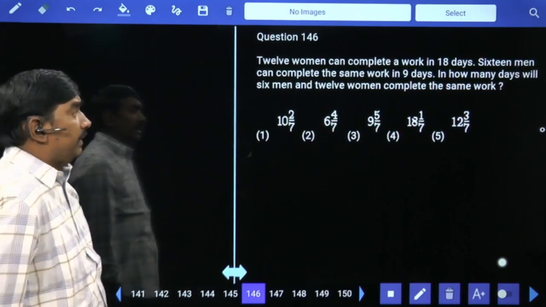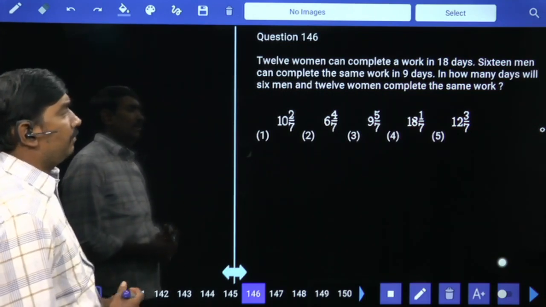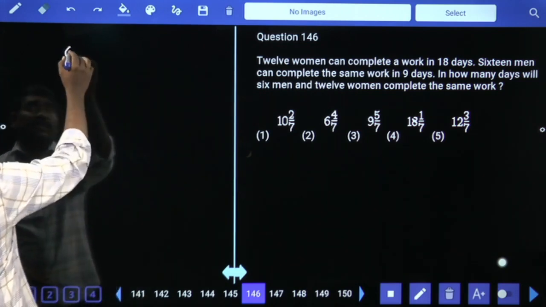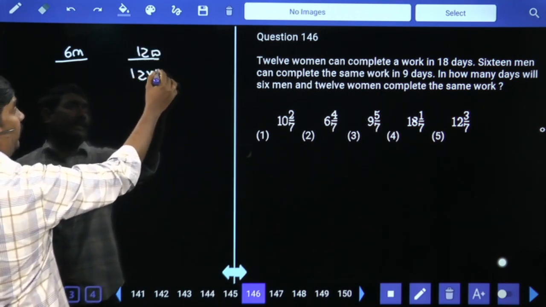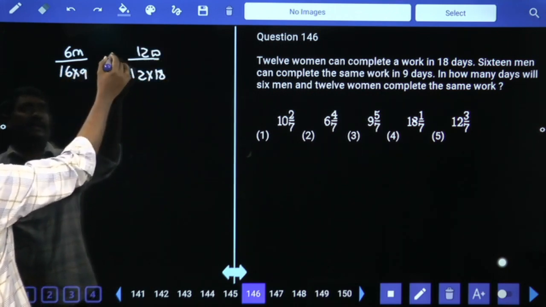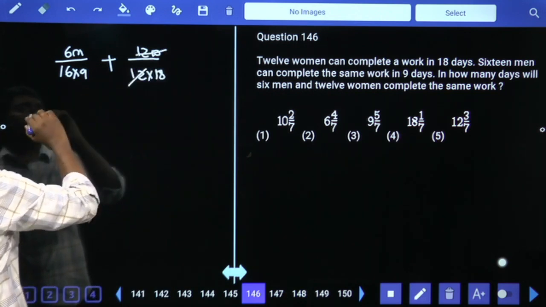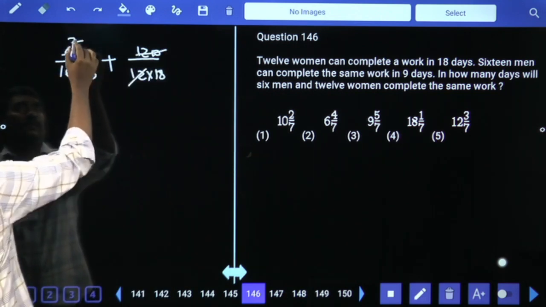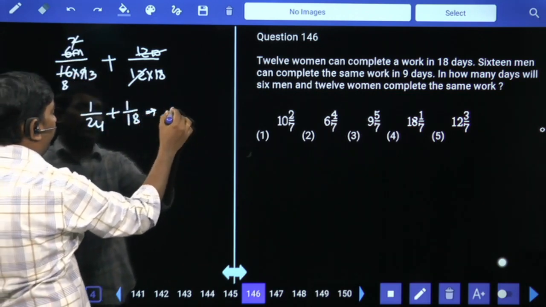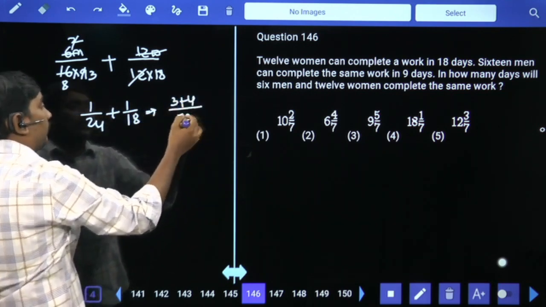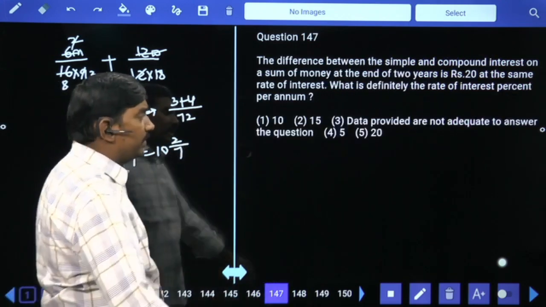12 women can complete a work in 18 days. 16 men can complete the same work in 9 days. How many days will 6 men and 12 women complete the same work? We know 12 women can do the work in 18 days, 16 men can do the work in 9 days. Required men by given men, required women by given women. 12 will get cancelled. 3 2s are, 3 3s are, 2 1s are, 2 8s are. 1/24 plus 1/18, 72 LCM. 72/7 means 10 2/7 days.